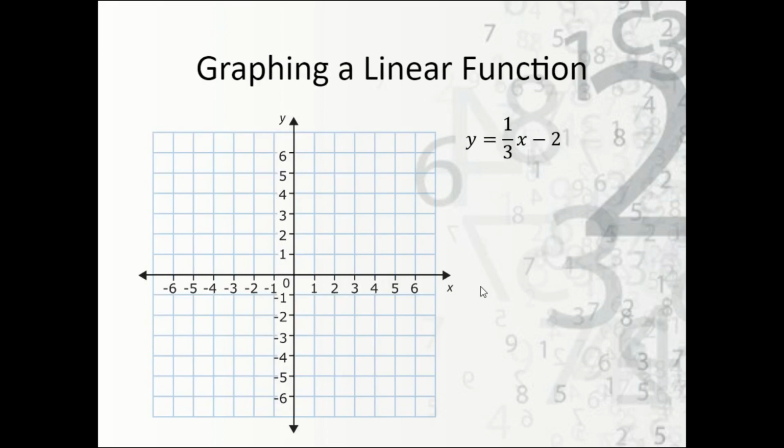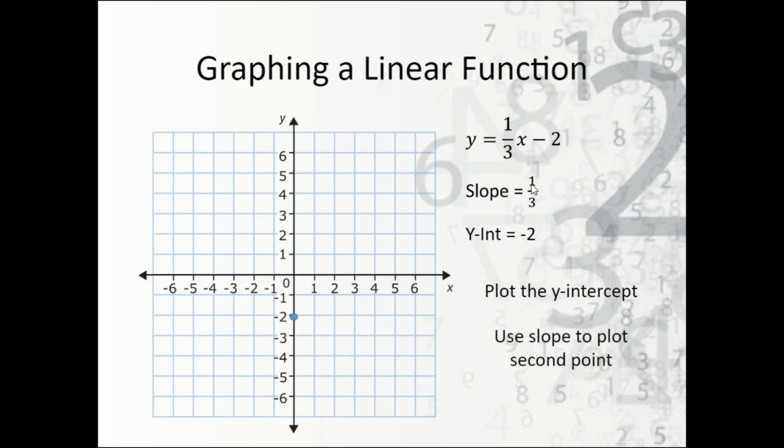Now how do we graph linear functions? We have y equals 1/3 x minus 2. So the first step is find the slope, find the y-intercept. So the slope is 1/3, y-intercept is negative 2. Then I plot my y-intercept at negative 2, right there. Then I use the slope to plot the second point. So this says I rise 1, run 3, rise 1, run 3, plot the point, connect the dots, and there's how I graph a linear function.